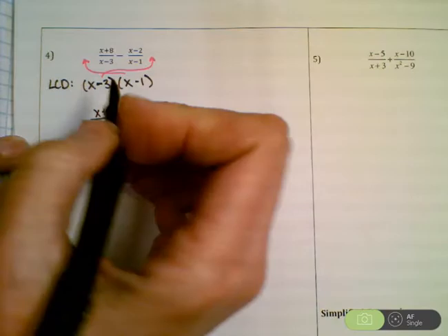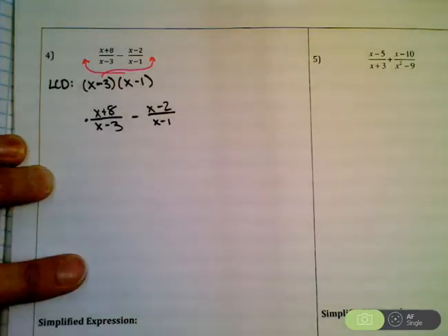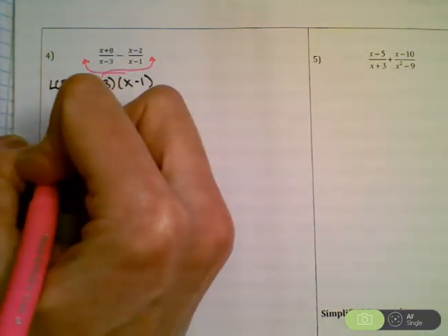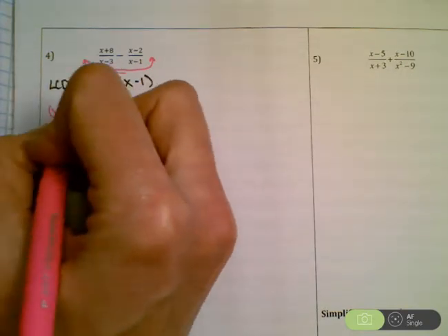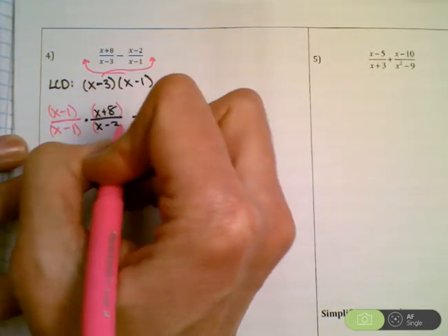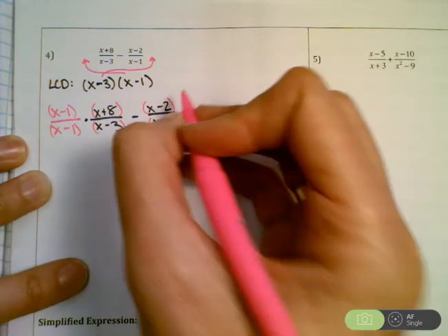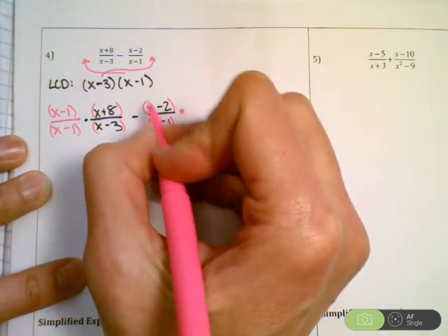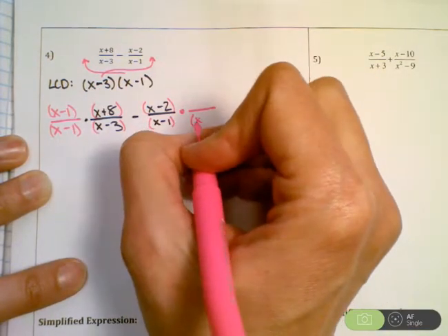Now this x minus 1 needs to go with this one. So I'll put x minus 1 over x minus 1 there. I like to just keep the parentheses in there as well. And this side has the x minus 1, but it needs the x minus 3.